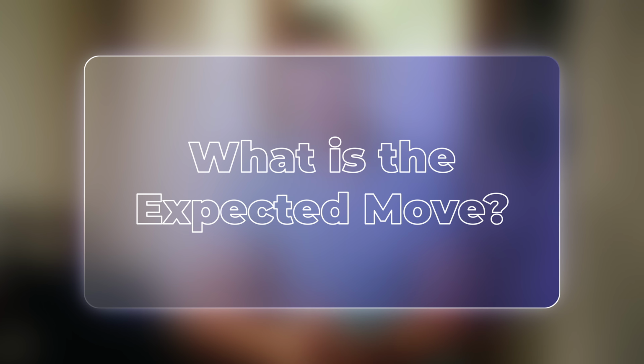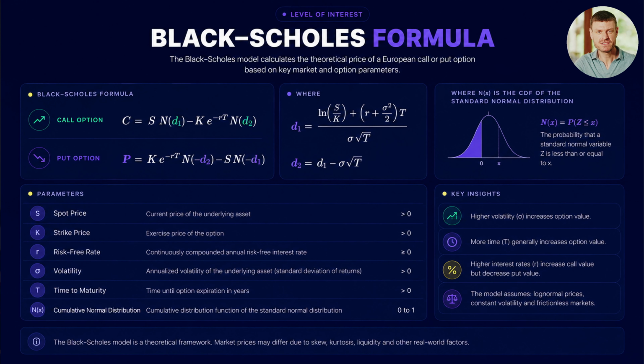What is the expected move? The expected move is the movement of an underlying over a specific period of time that is priced in by the options market. With 0 DTE, meaning 0 days to expiration, this period is exactly one single trading day. The theoretical foundation is the Black-Scholes formula. Put simply, every option contains an implied volatility, which is the market's expected range of movement annualized.